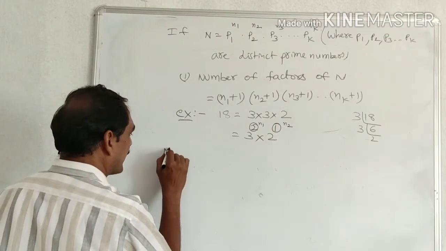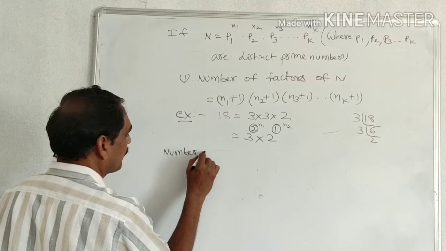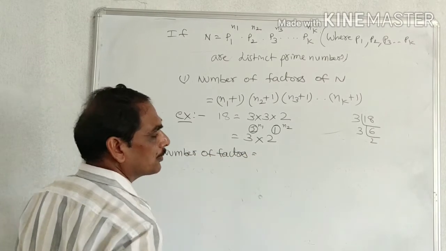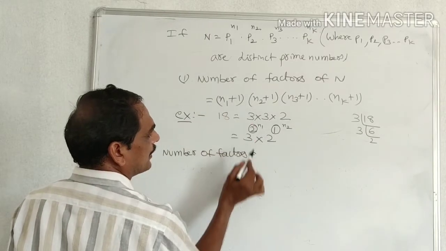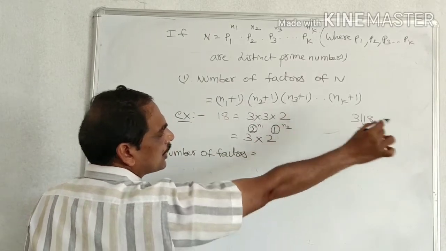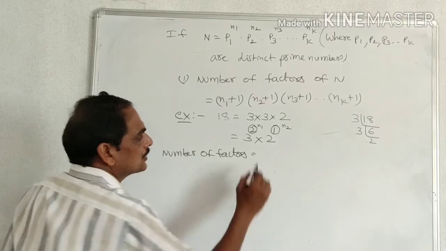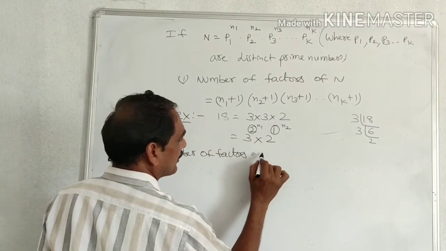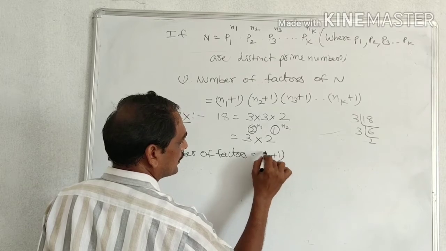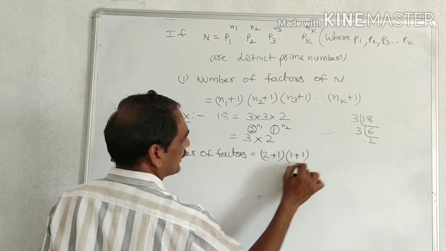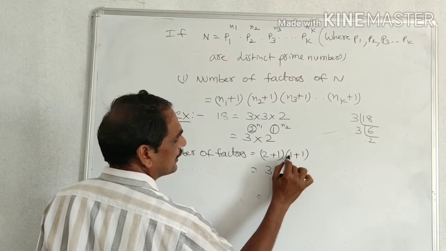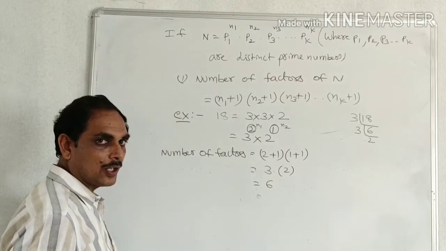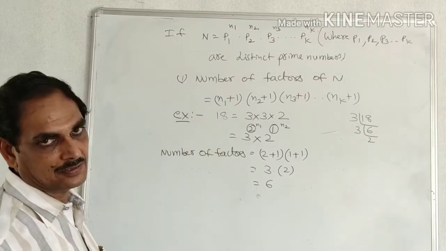Now the number of factors is equal to, what is the formula? (n1 plus 1) into (n2 plus 1) and so on. Here there are only 2, n1 and n2. So we write n1 is 2, plus 1, into 1 plus 1. 2 plus 1 is 3, 1 plus 1 is 2. 3 twos are 6. So we have only 6 factors for 18.